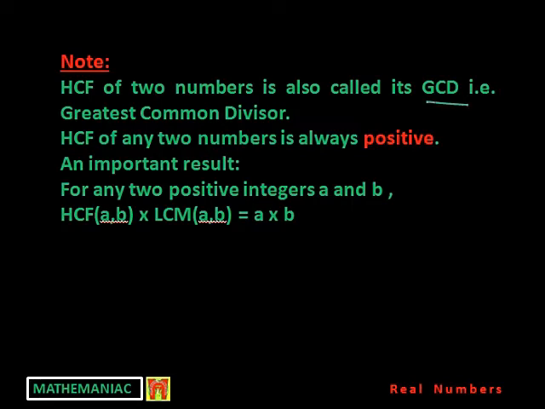HCF is also called GCD, greatest common divisor. HCF of 2 numbers is always positive. Very, very important thing you have to remember. And then this is an important result. This is a very important result. Please do mark this, otherwise you may miss some problems.